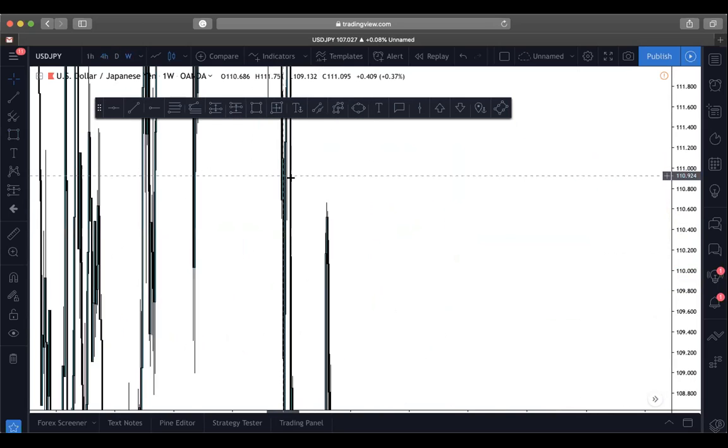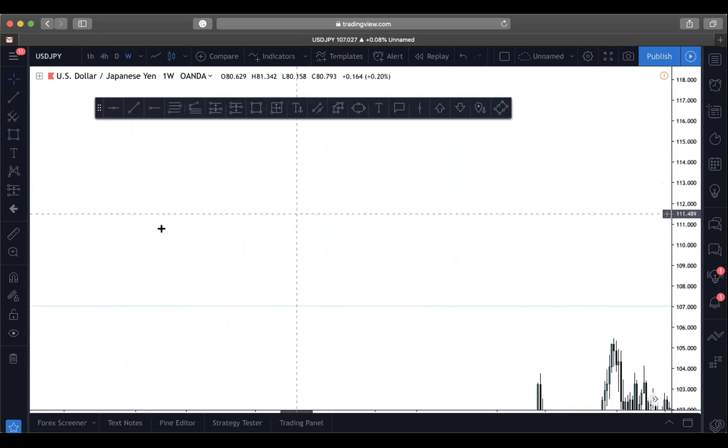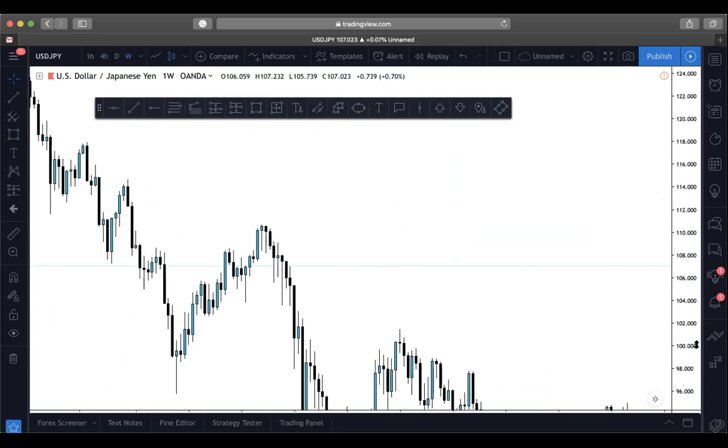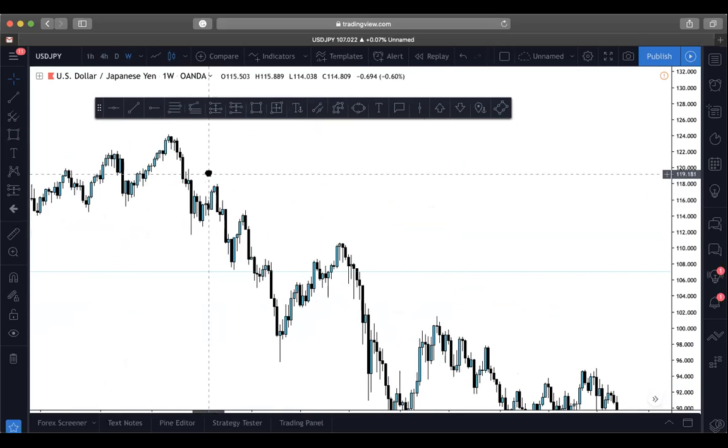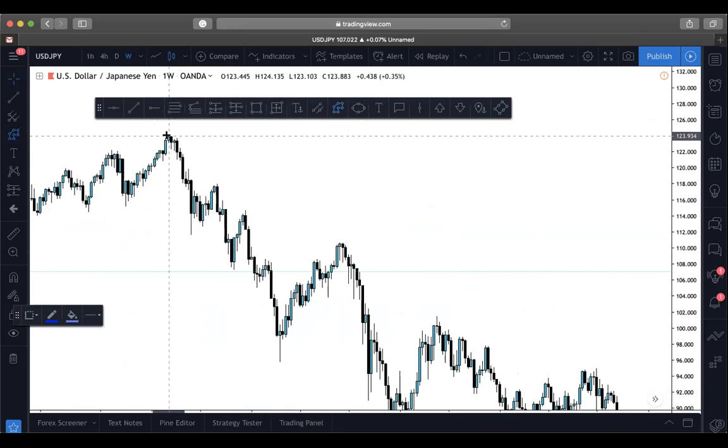So for example, let me see if I can find an example inside it, right? So look at this, right? Downtrend. Market drops, pulls back, drops, pulls back, drops, right?